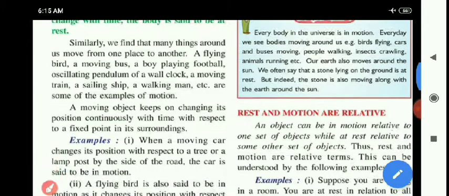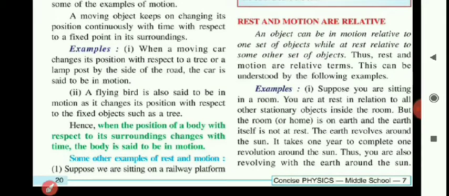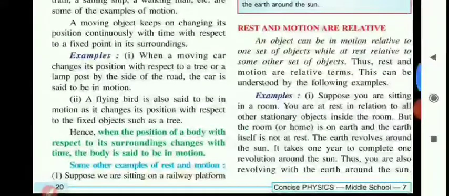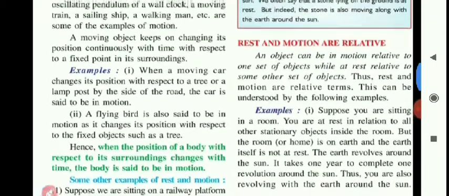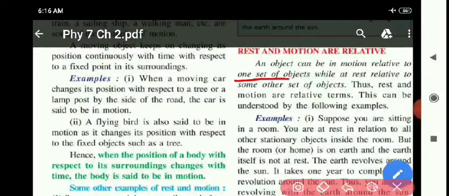Now, rest and motion are relative. How are rest and motion related to each other? An object can be in motion relative to one set of objects while at rest relative to some other set of objects. Thus, rest and motion are relative terms. This can be understood by the following example.